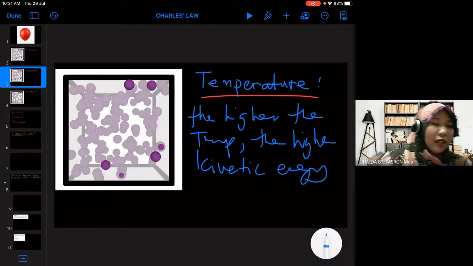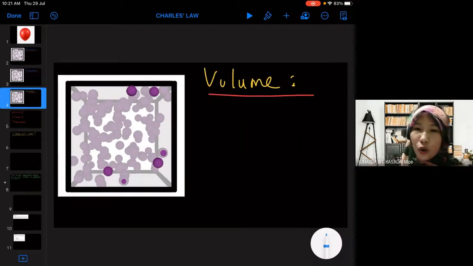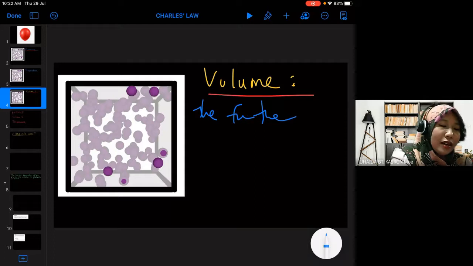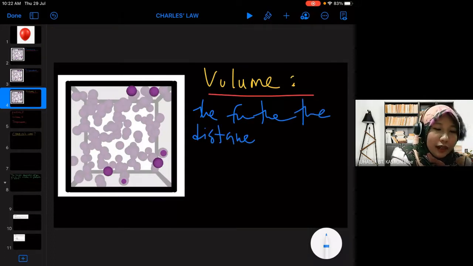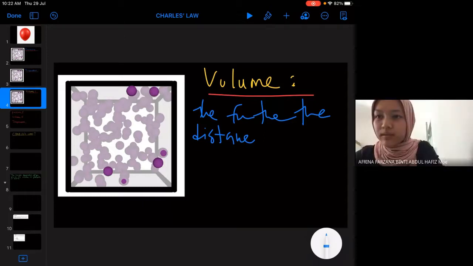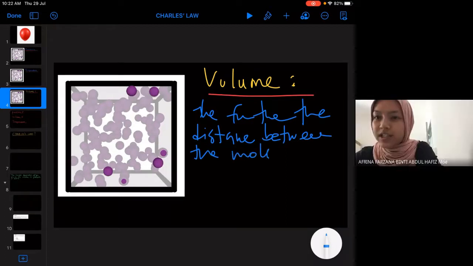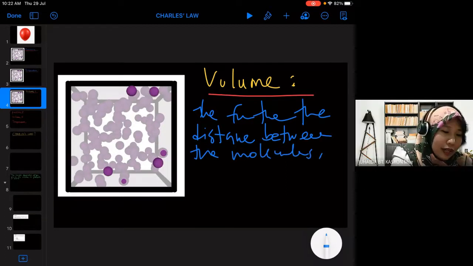Okay, the next one. What about the volume? Afrina. The further the distance between molecules, the larger the volume. Yes, the further the distance. Again, come again. The further the distance between the molecules, the larger the volume.